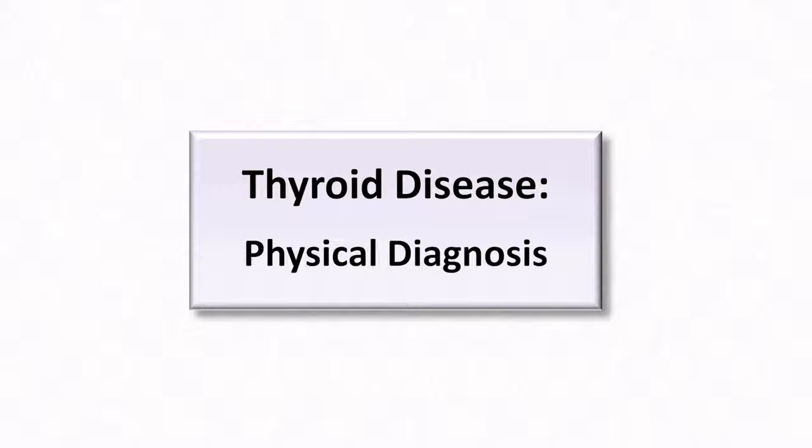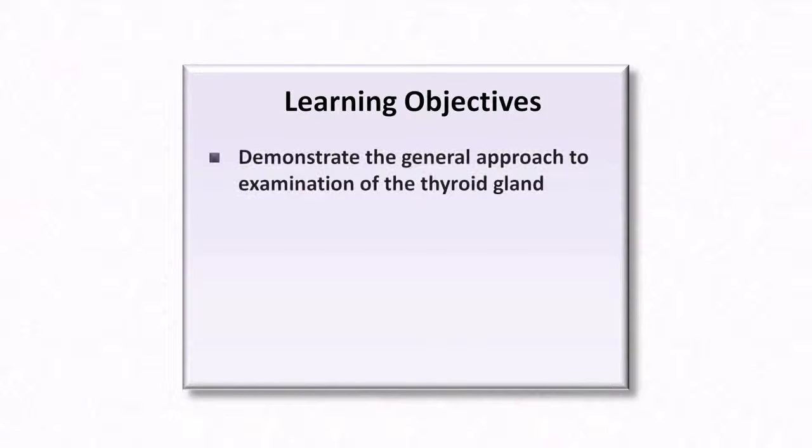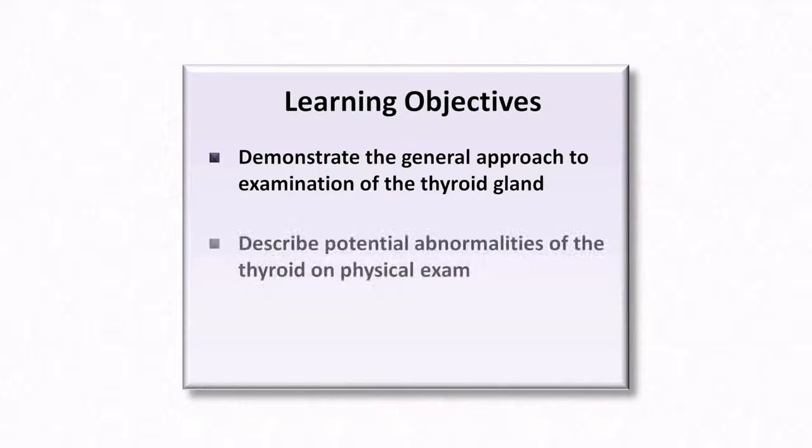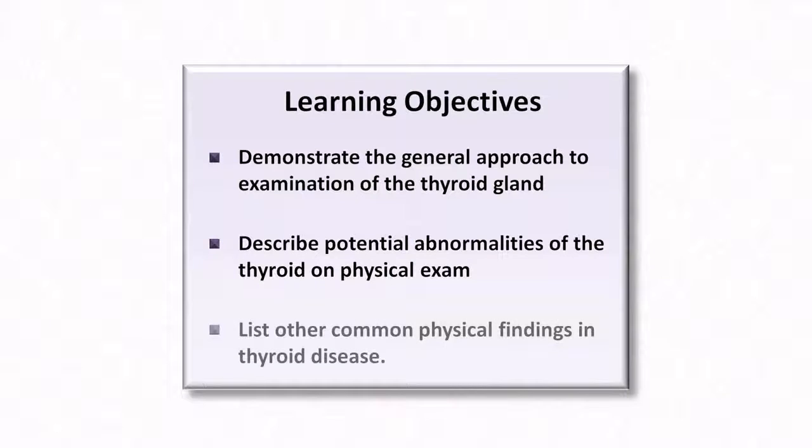In this video, I will be discussing the physical diagnosis of thyroid disease. The learning objectives will be first, to be able to demonstrate the general approach to the examination of the thyroid. Second, to be able to describe potential abnormalities of the thyroid on physical exam. And last, to list other common physical findings in thyroid disease.